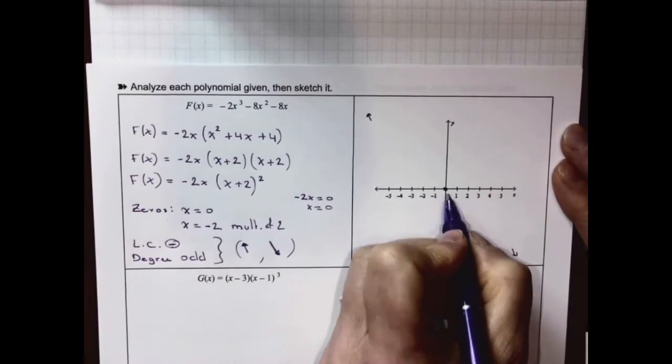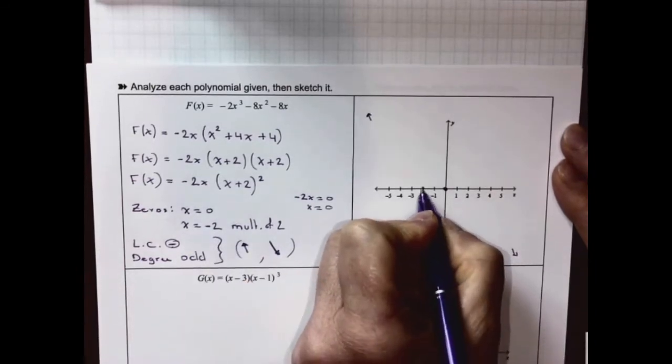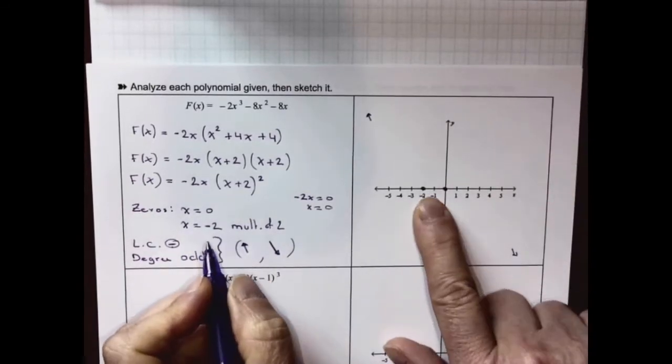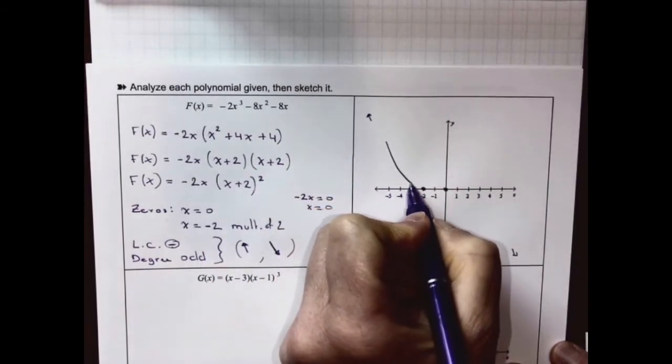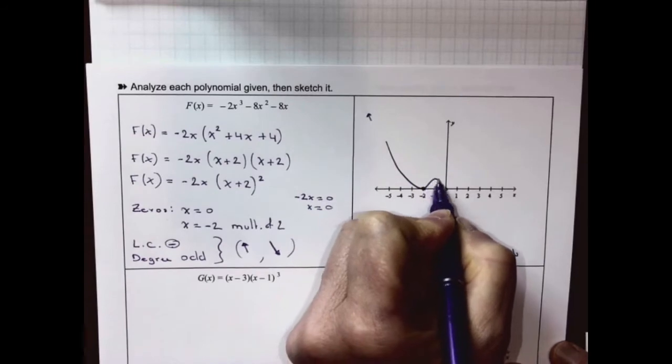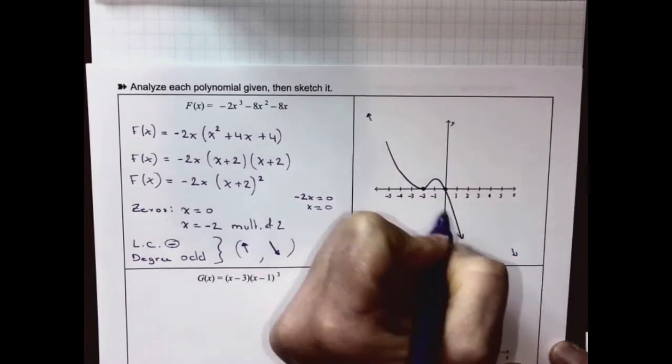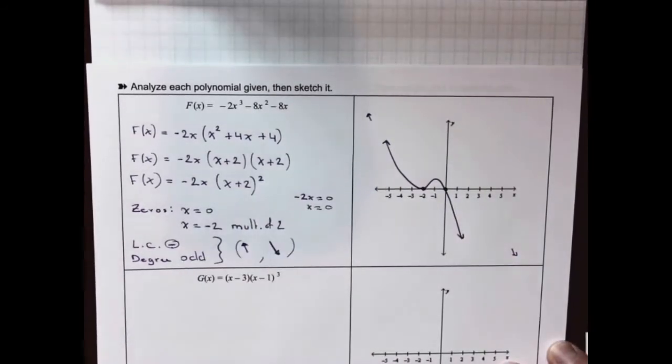Okay, so this graph is going to go up here, down here, and I need to go through x equals 0 and x equals negative 2, but here I'm going to be tangent, right? So coming from up there, tangent and through. That's the sketch of the graph.